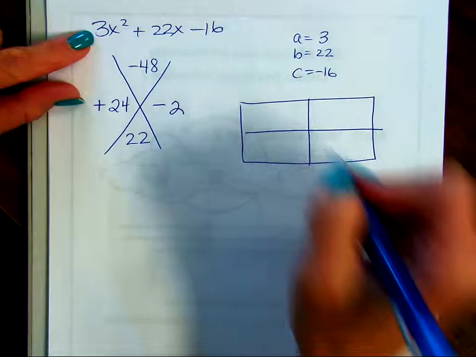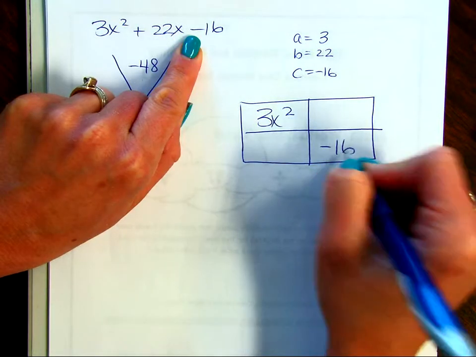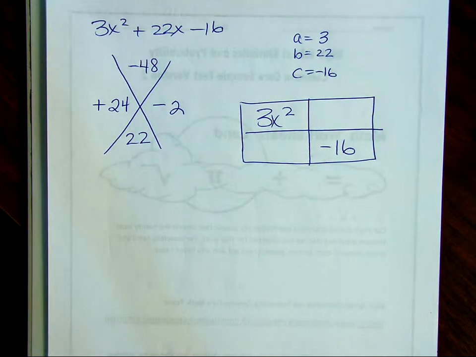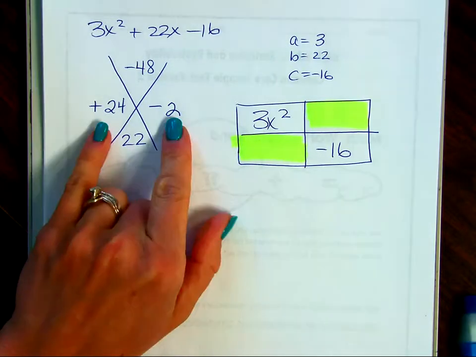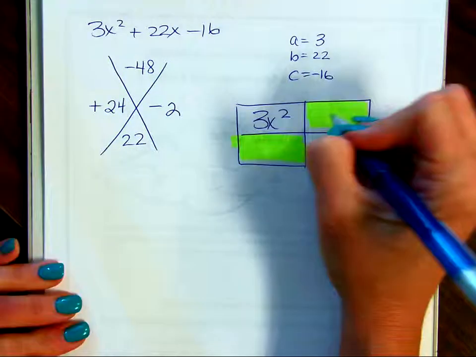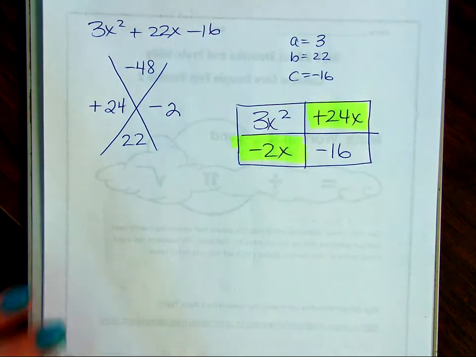The first goes in the first, the last goes in the last. Now there's something that happens here with negatives that you need to pay attention to, because it's different with negatives. And then here's your visual. What goes in those boxes? Your 24x and your negative 2x.